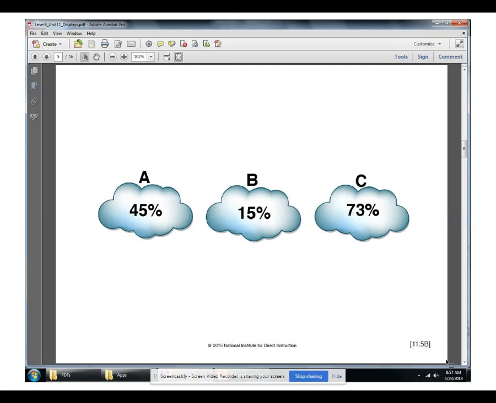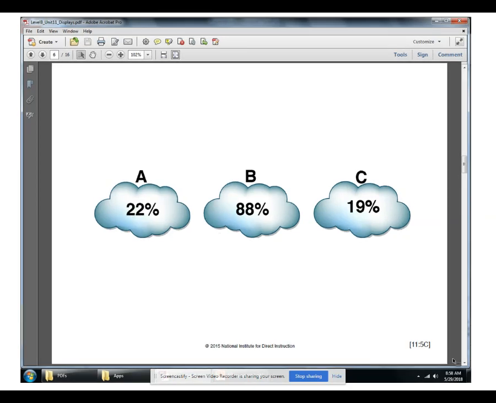Which of those air masses has the lowest relative humidity? What's the relative humidity of that air mass? Which of the air masses has the driest air? Which of the air masses has the wettest air? Let's try it again with this set of air masses.